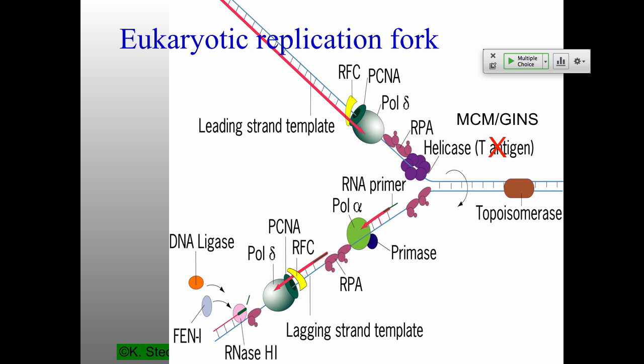The question is, does DNA polymerase alpha extend the primer with DNA or with RNA? It extends it with DNA. So it is in fact a true DNA polymerase, unlike DNA primase, which makes RNA.